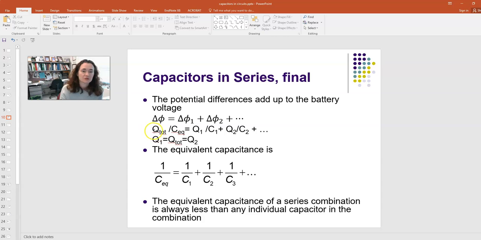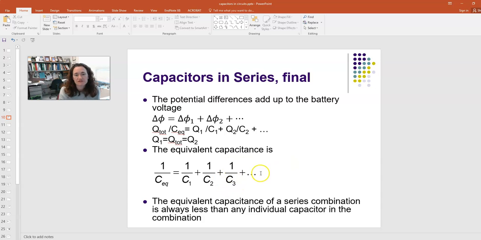But they add up, so we end up with the equation Q total over C equivalent is equal to Q1 over C1 plus Q2 over C2. Now we already said that those charges for the capacitors in series are all the same. So that means that Q total, Q1, and Q2 are equal, and we can cancel them out of this equation. That leaves us with just the equation for the equivalent capacitance: 1 over the equivalent capacitance is equal to 1 over C1 plus 1 over C2. That would do it for this simple circuit, but if you had more capacitors in series, it would just keep going: 1 over C3 plus 1 over C4, and so on and so forth, okay?